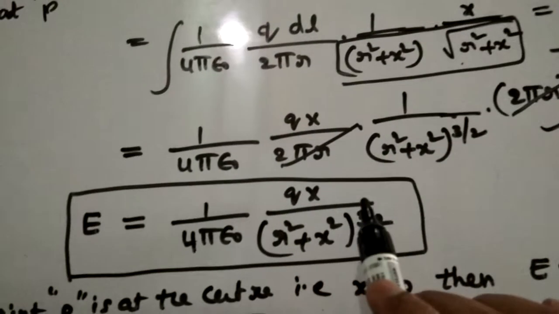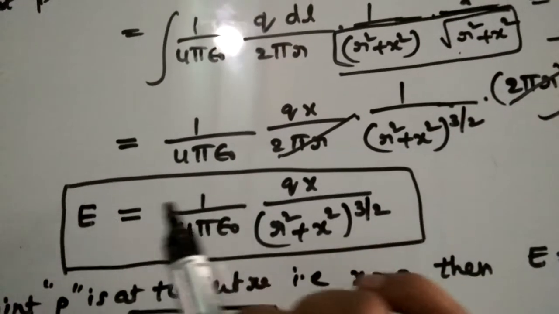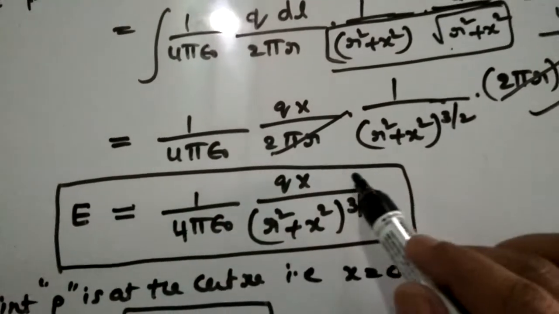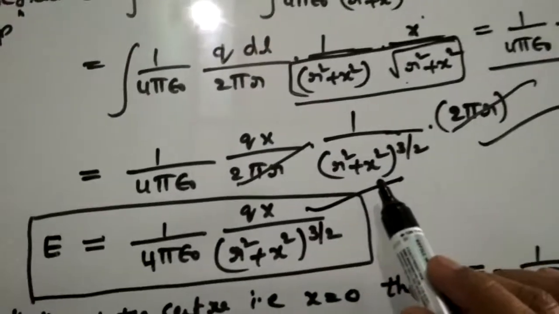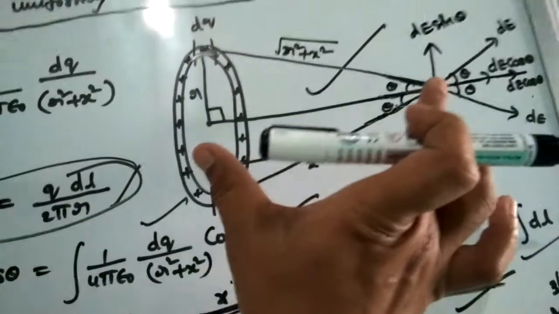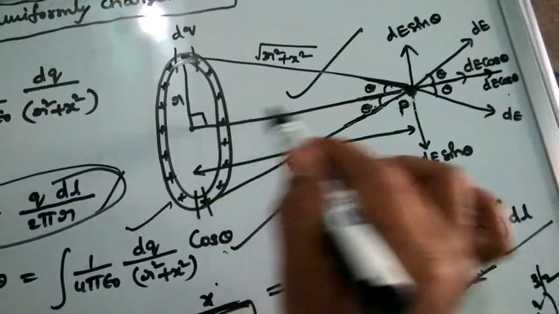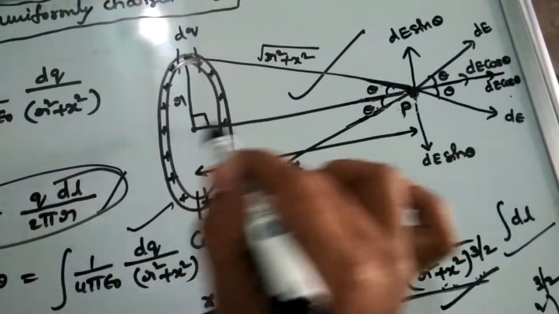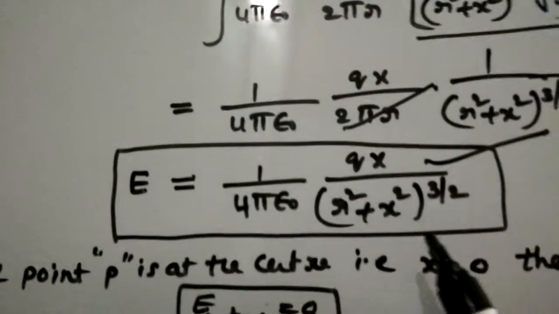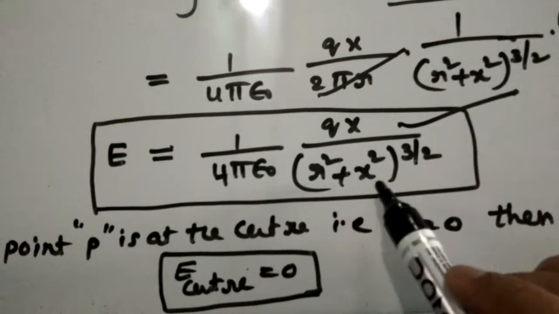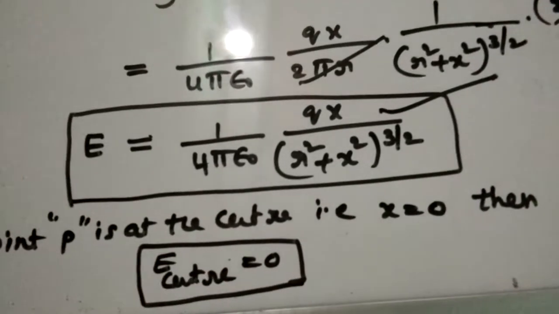So this is the electric field given by a uniformly charged ring at a distance x on its axis. On its axis, the electric field is this value: 1 by 4 pi epsilon naught qx by r square plus x square whole power 3 by 2.